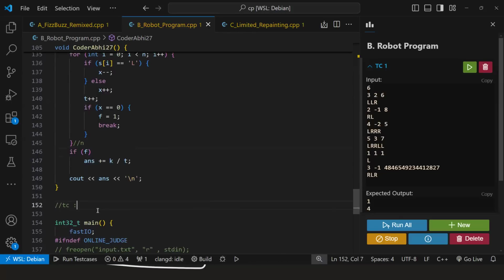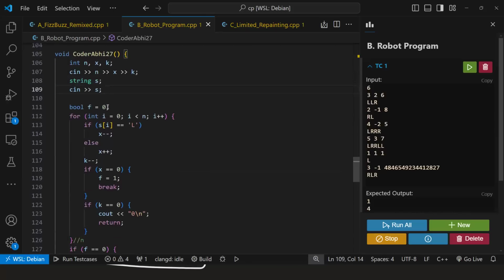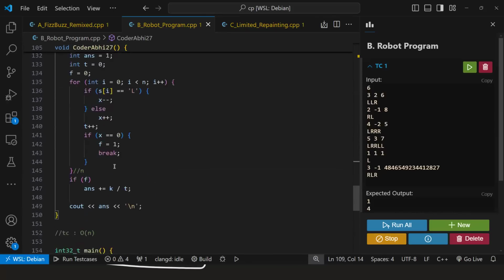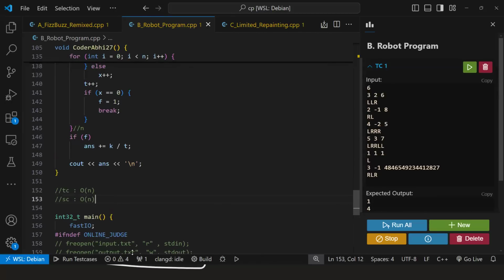So overall, my time complexity would be order of n, and my space complexity would be, I'm just using a string of size n and the normal variables only. So this string of size n is taking order of n space. I think we can move on to the next problem if nobody has any more doubts in this.